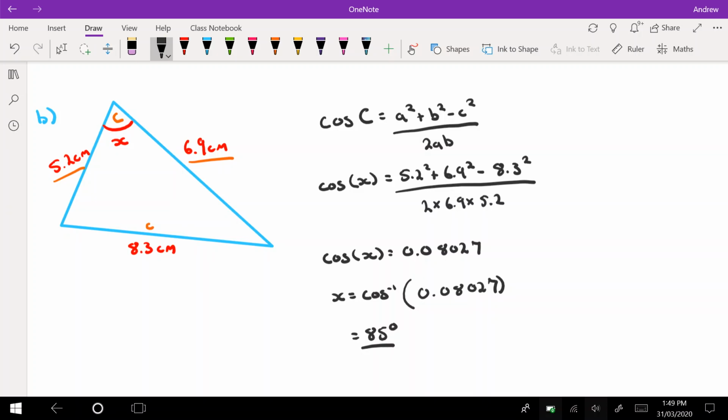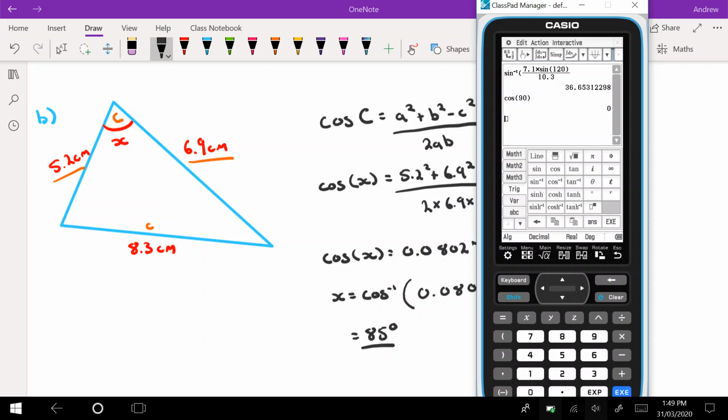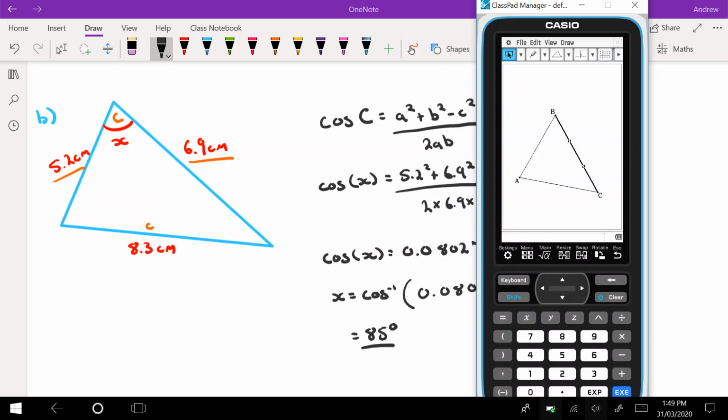Now let's use my awesome fancy geometry tool in my calculator to try and figure out if this is going to work in that way. Spoiler alert, it is. Let's just draw a triangle. I want that side there to be equal to my side 6.9. Lock that in. Let's lock this in to be 5.2, and the bottom side to be 8.3.